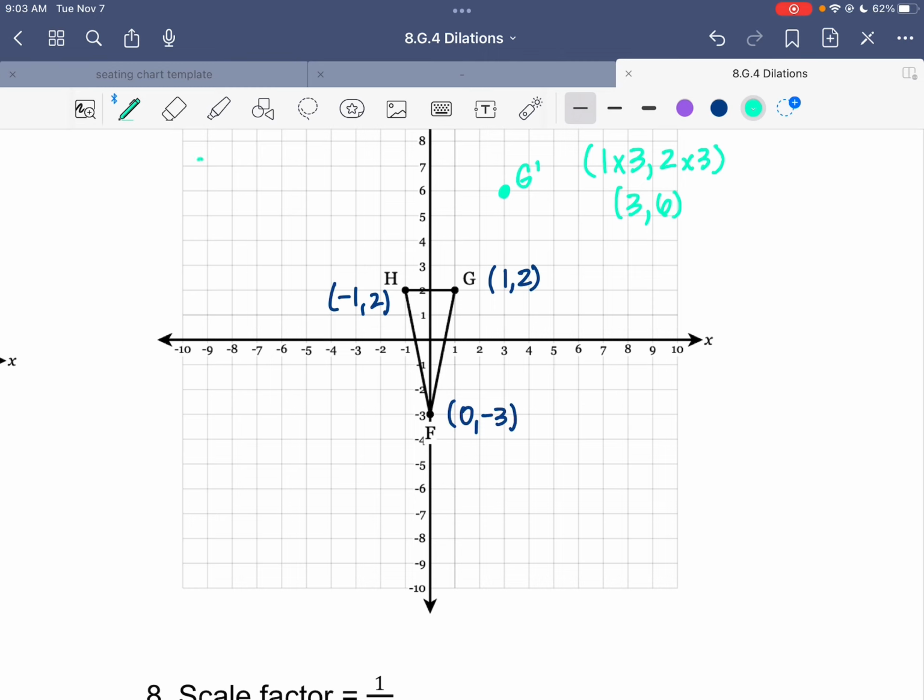H prime will be at -3, 6. And F prime will be at 0, -9.